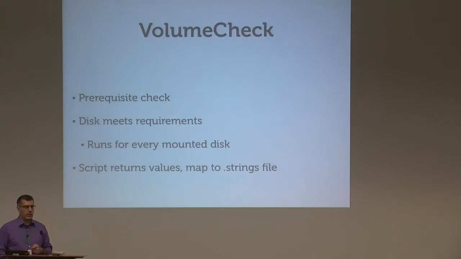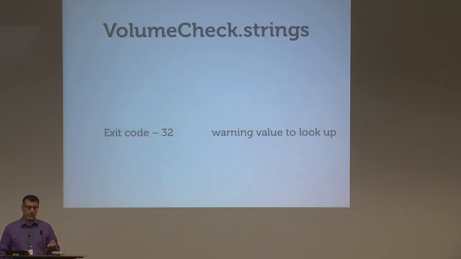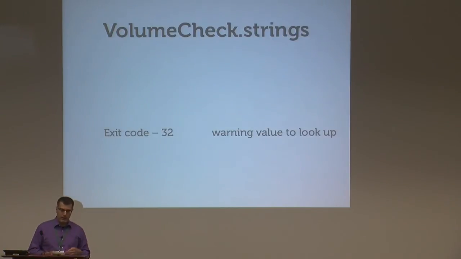The VolumeCheck script runs for every mounted disk and finds the ones which are eligible for this particular install. So you may want to check whether, again, the system version is a certain version on any particular install volume, or any volume that's mounted on the current system. Again, this returns values which map to another .strings file, the VolumeCheck.strings file. And again, you have to do math. I don't know why they can't just map up. But the exit code -32 is the warning value to look up.